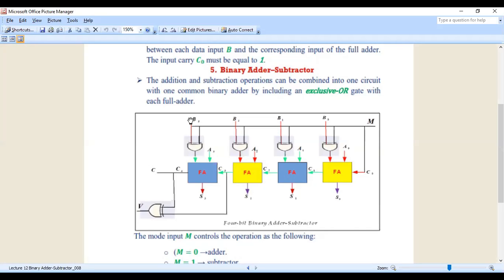0. And B3 value? 0. 0 exclusive 0 is 0. Yes, madam. 0 exclusive 0, 0. What is the B3 value? B value is 0, zero, madam. And M value is 1. So what does 0 exclusive 1 give? It gives 1. And 1 exclusive 0.